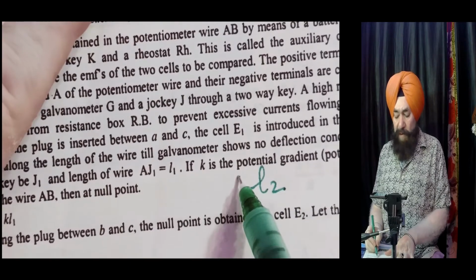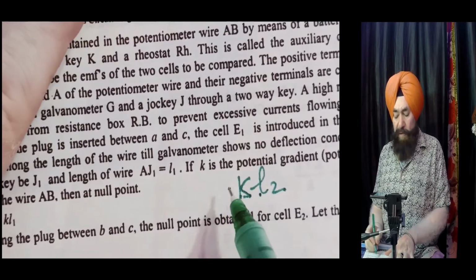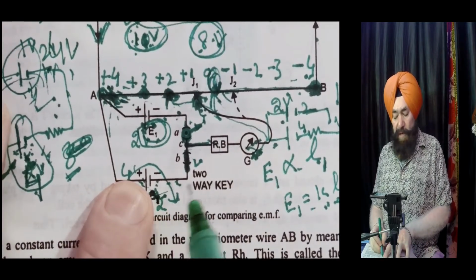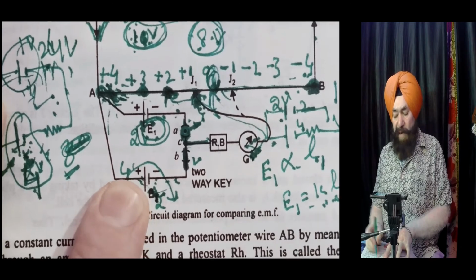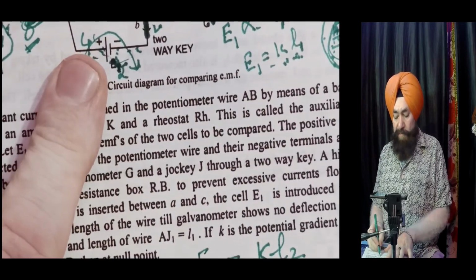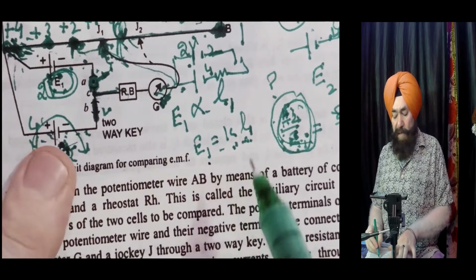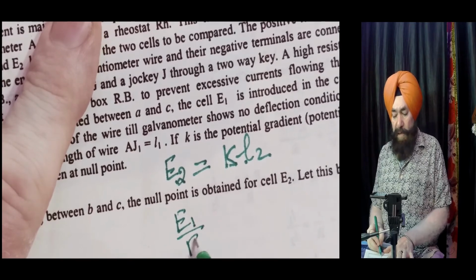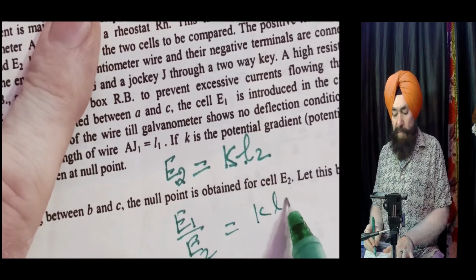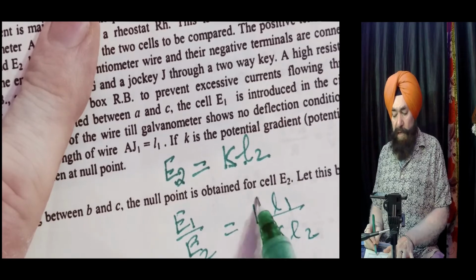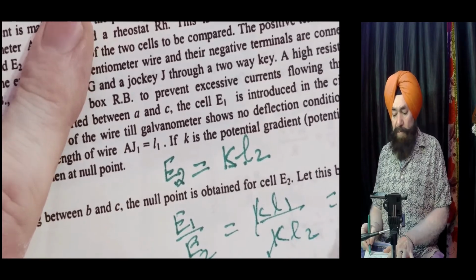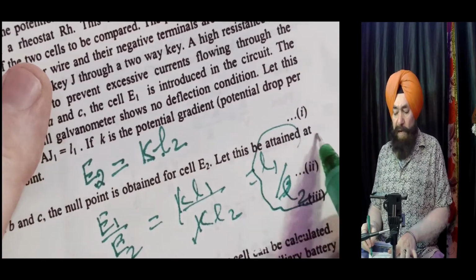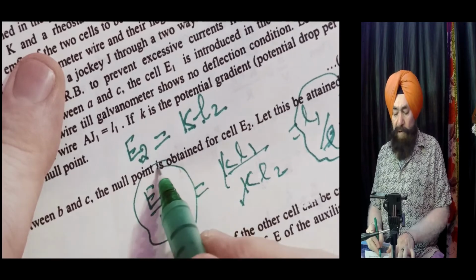This length is L2. And what is the voltage on the wire? KL2. KL2 balances this EMF, because the galvanometer shows 0 deflection. So this is our E2. So I know E1, I know E2. Now what is E1 upon E2? E1 upon E2 is KL1 upon KL2. K cancels, so L1 upon L2. If I know L1 upon L2, that means I know E1 upon E2.